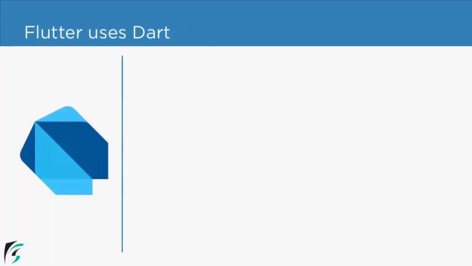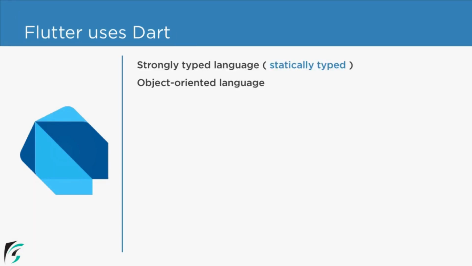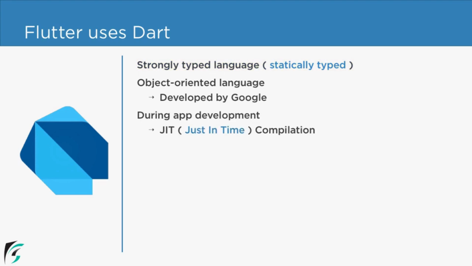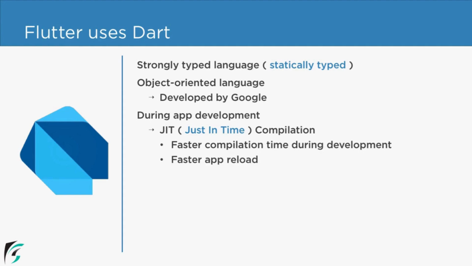Well, firstly, Flutter uses Dart as a language. So we basically develop Flutter applications using Dart. Dart is a strongly typed object-oriented language developed by Google. By strongly typed language, I mean it is a statically typed language. Now Dart has a very fast development cycle because it supports JIT, that is just-in-time compilation. It is a kind of compilation which results in faster compilation of the code during application development. That is, whenever you make any changes to your code, you can reload your application on your device very fast, in no time. It is also known as hot reload of the application.